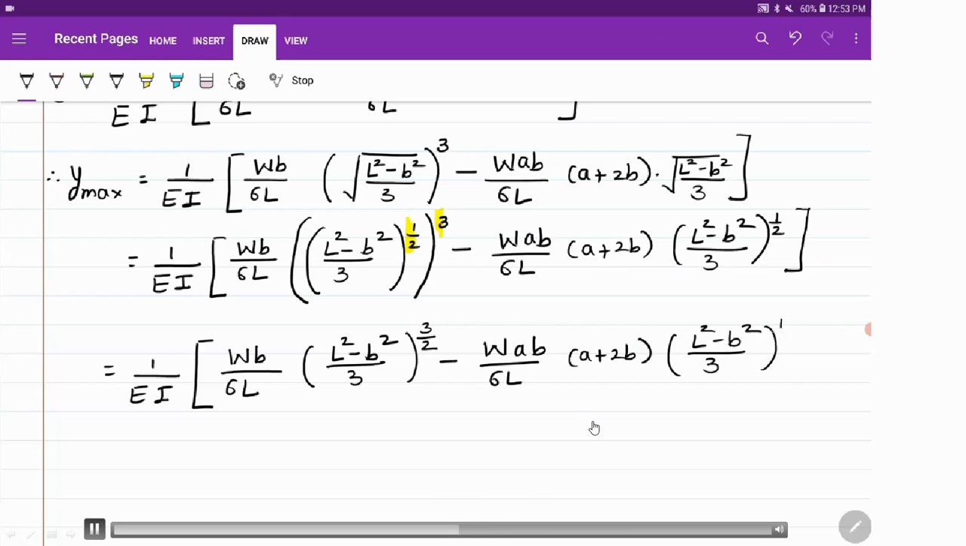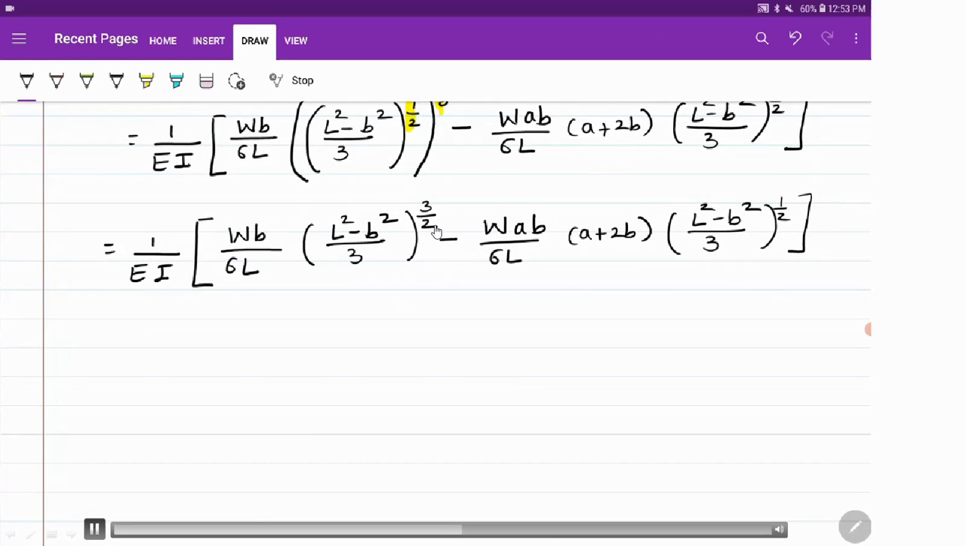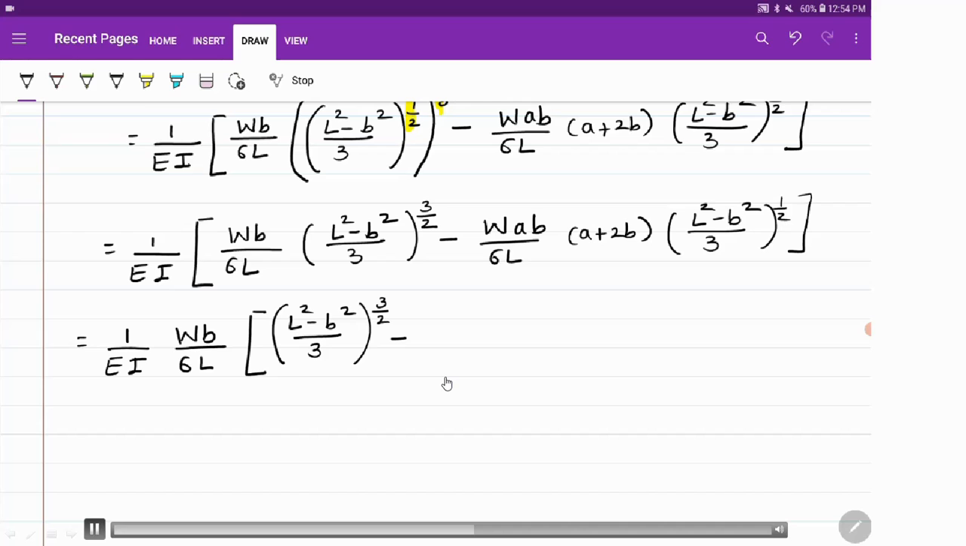So we'll keep them as it is. A raised to m raised to n is a raised to mn. So this is 3 by 2 over here. Now we'll take WB by 6L common from the first and the second term. So it will be (L square minus B square upon 3) raised to 3 by 2 minus, now as we have taken WB by 6L common, only A will remain. And the remaining terms are as it is. So A into (A plus 2B) into (L square minus B square by 3) raised to 1 by 2.